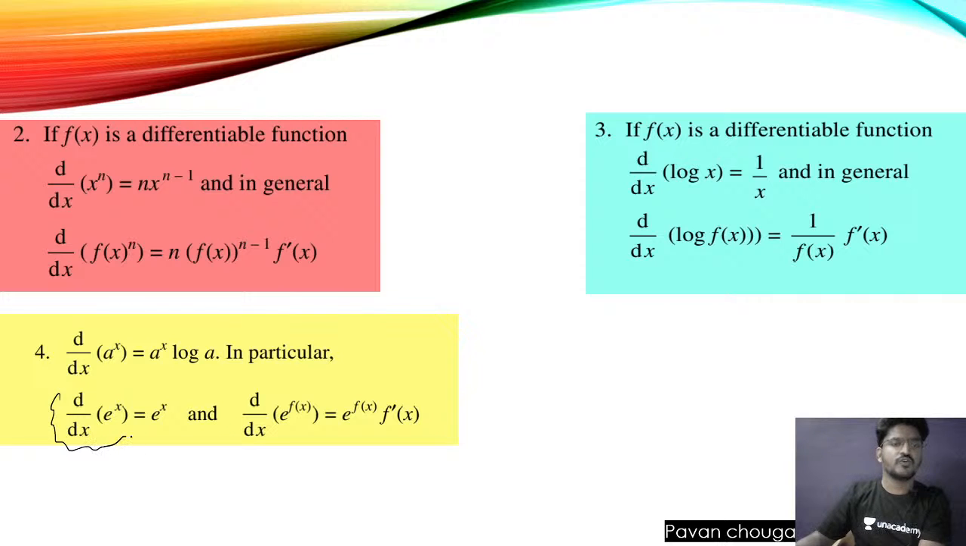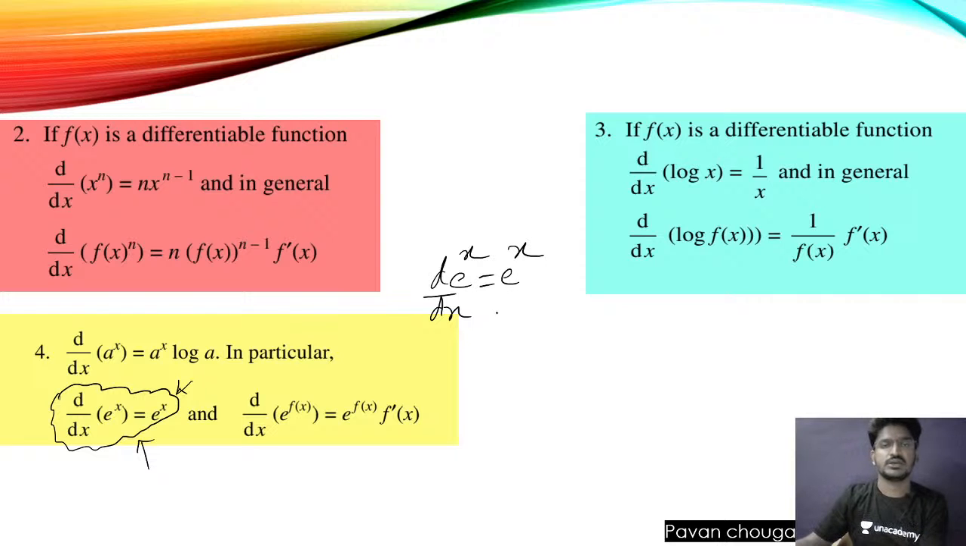It is a very good friend of differentiation. Why is it a very good friend? Because by differentiating, it is not going to change its nature. If I differentiate e power x, you are going to have e power x only.